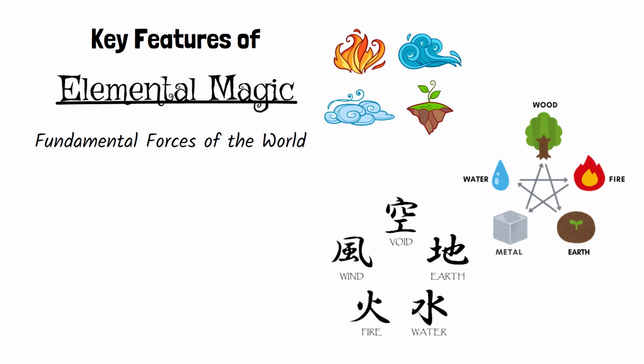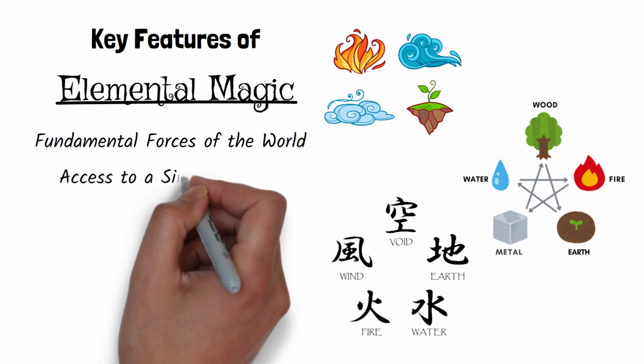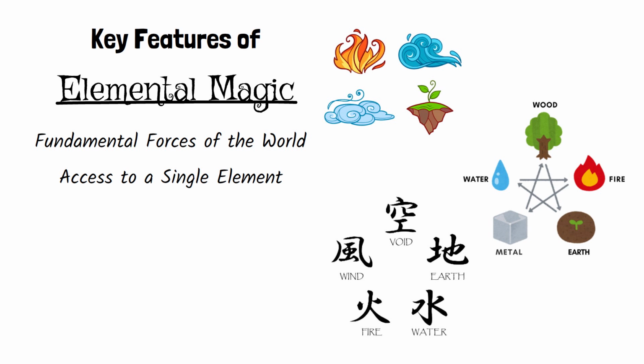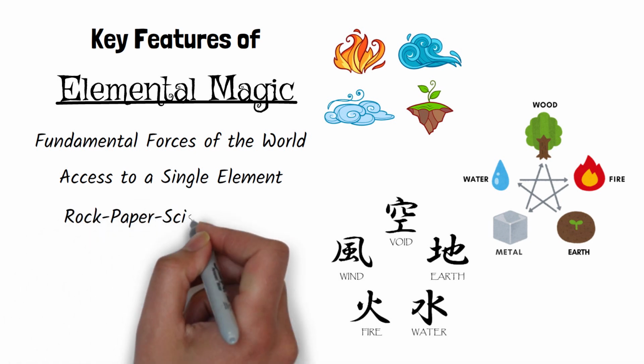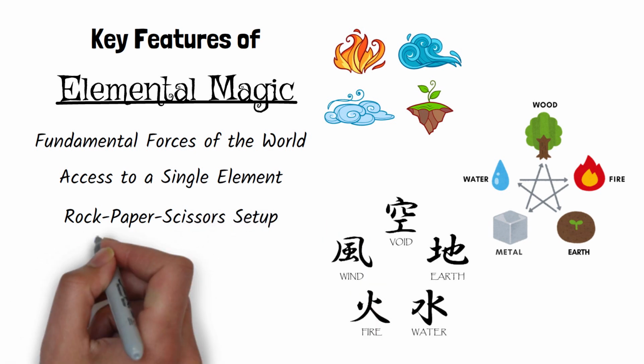world. Magic users in these systems usually only have access to a single element. There are some cases where it deviates, but that's usually a special instance either in the system or in the individual we're considering. Most of these systems often have a kind of rock, paper, scissors setup where one element is always strong against another and weak against a separate one.